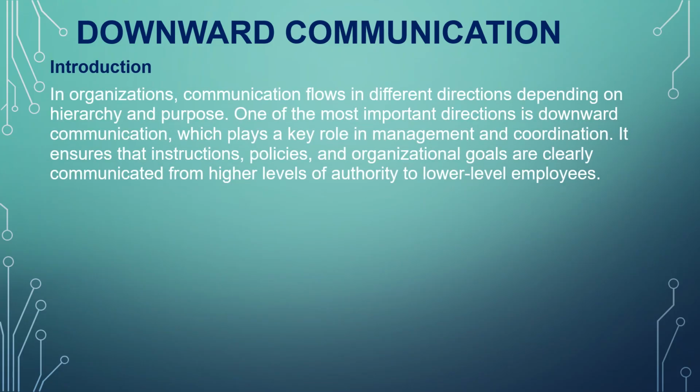So you realize that in organizations, communication flows in different directions depending on hierarchy and purpose. So you understand that one of the most important directions is downward communication, which plays a key role in management and coordination. Downward communication ensures that instructions, policies, and organizational goals are clearly communicated from higher levels of authority to lower level employees.